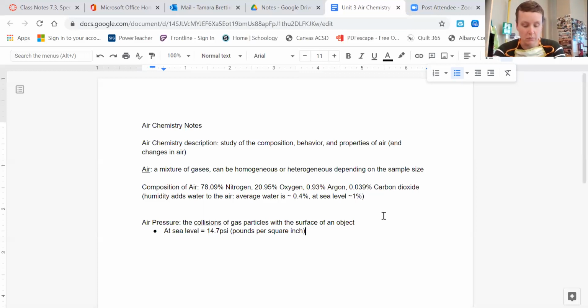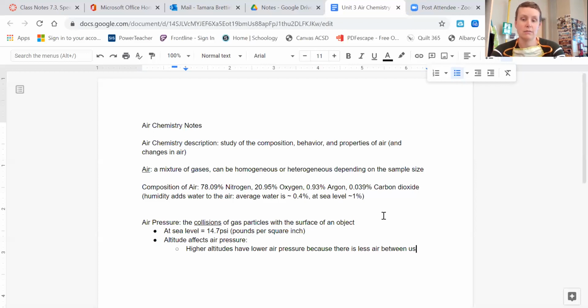So there are lots of things that affect air pressure. Altitude affects air pressure. Higher altitudes have lower air pressure, because there is less air between us and outer space.